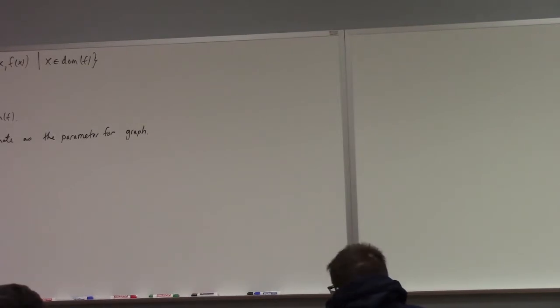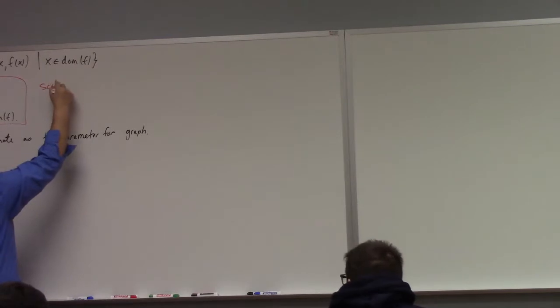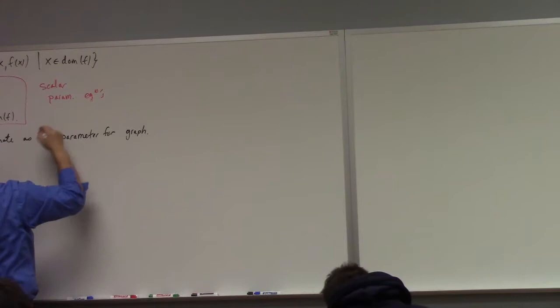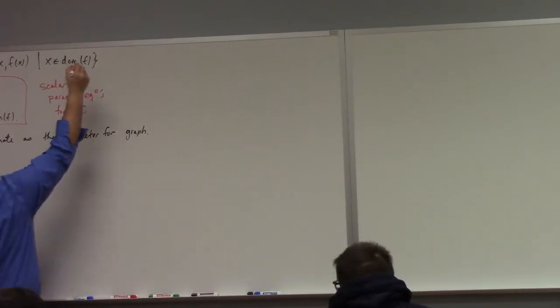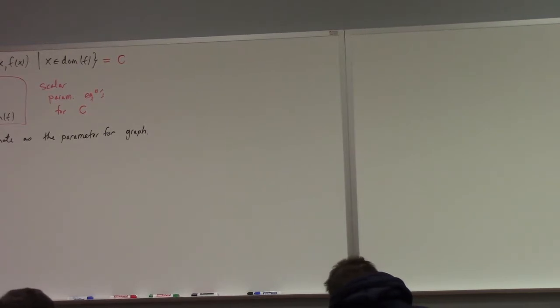Now, what I wrote down, and I'll soon box in red, these are the scalar parametric equations for the curve. Let me call the curve C. But we could also write a so-called vector parameterization for C. The vector parameterization for C looks like this.